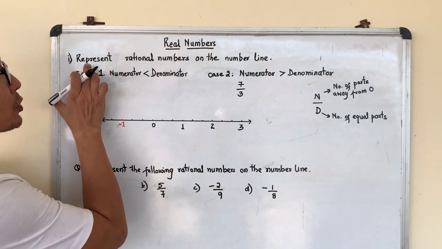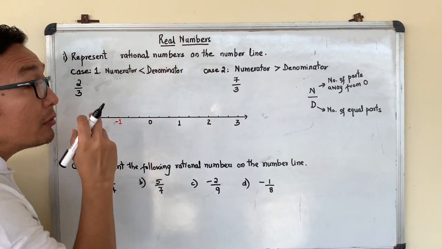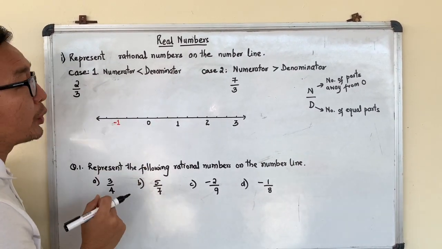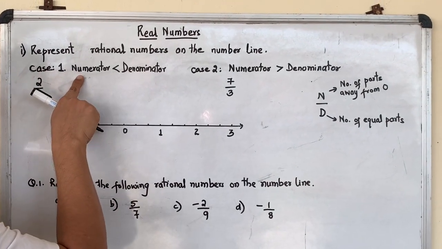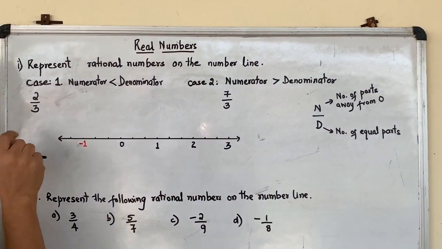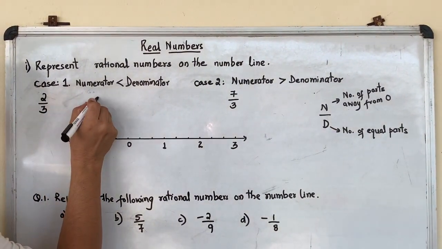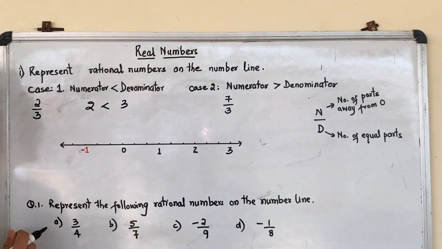To represent rational numbers on the number line, there are two cases. The first case is when the numerator is less than the denominator. For example, 2 by 3 is a rational number. Here the numerator 2 is less than the denominator 3.